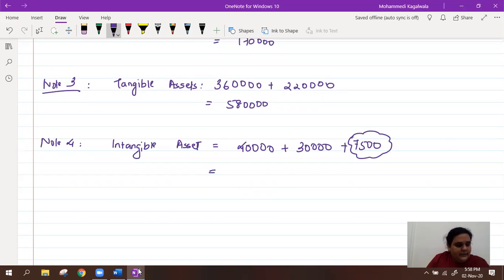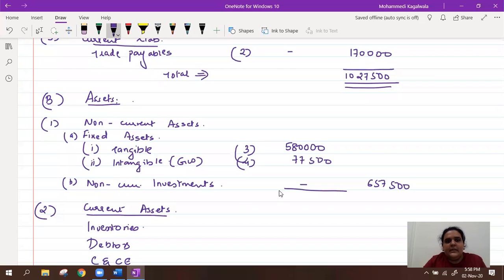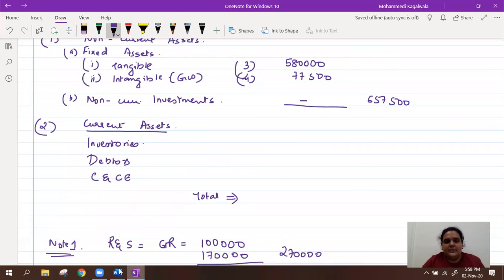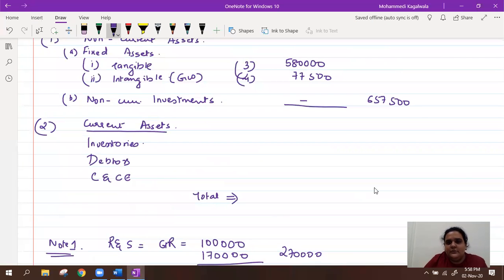So now how much will this come to? Intangible assets will be 77,500. Okay, so directly write over here number 4, 77,500. We do not have any non-current investment, so the total is 6,57,500. Okay, now the rest, inventories, debtors and cash equivalents, directly add and write. So stock will be 1,75,000. Don't waste your time. Okay, 1,75,000.